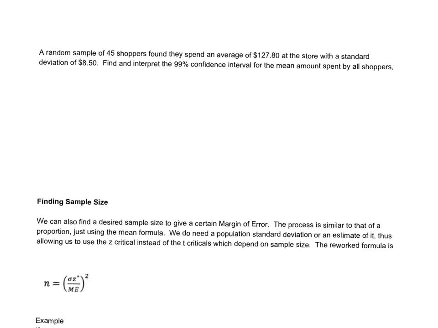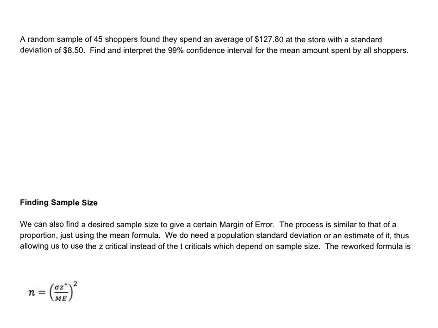So in our last example, we are given that a random sample of 45 shoppers found they spend an average of $127.80 at the store with a standard deviation of $8.50. Find and interpret the 99% confidence interval for the mean amount spent by all shoppers.